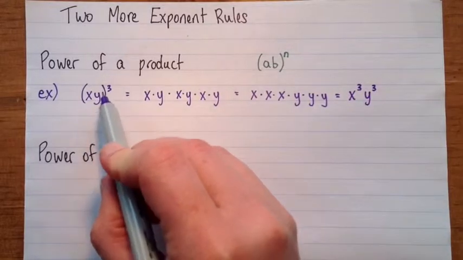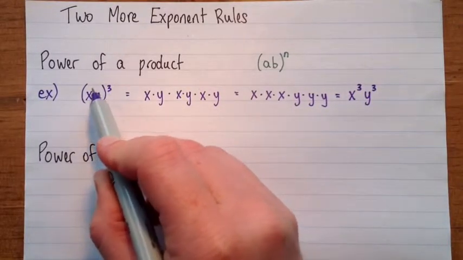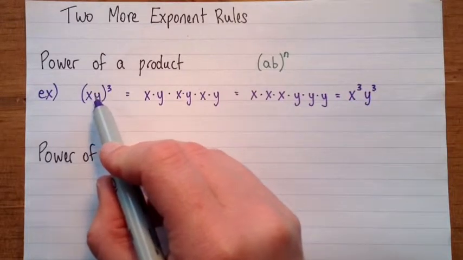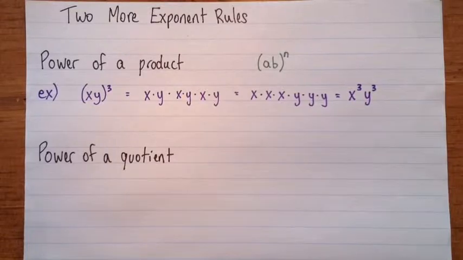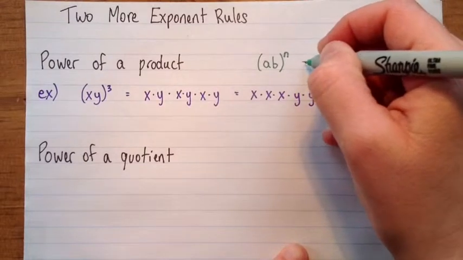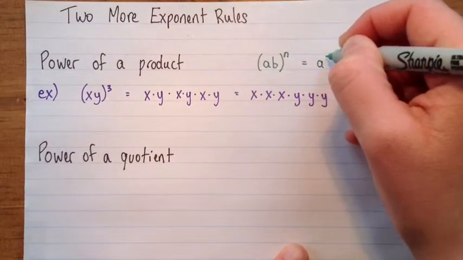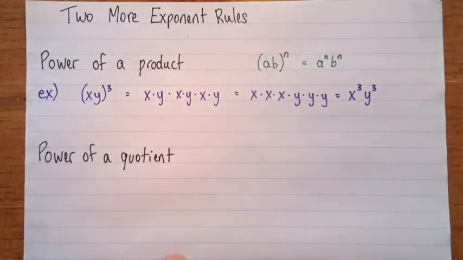So what we see here is that we can sort of apply this exponent to both of the things we're multiplying down here. So the rule is going to be that ab to the exponent n is equal to a to the exponent n times b to the exponent n.